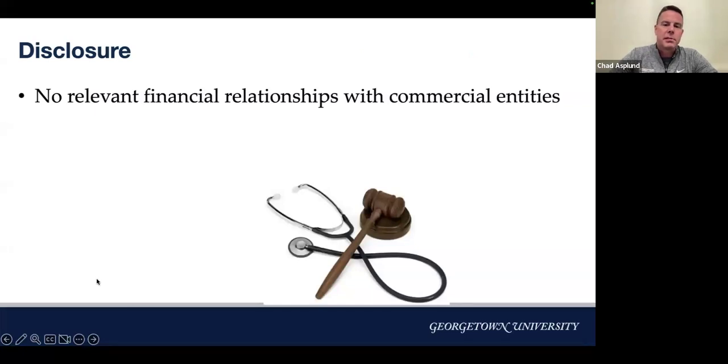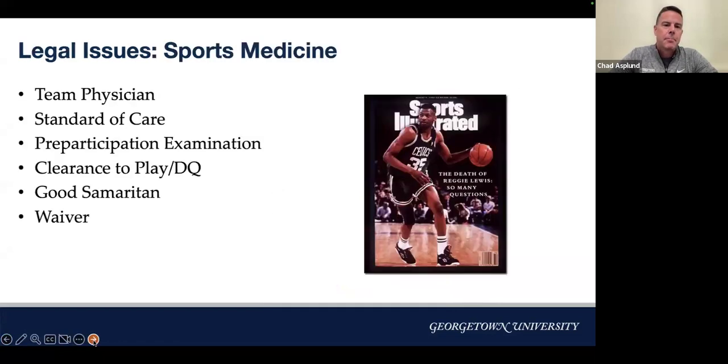So nothing really to disclose. As Anthony Butler likes to say, I'm not receiving any money from anybody, but if someone wants to give me money, I'll take it. But no real financial relationships with commercial entities.